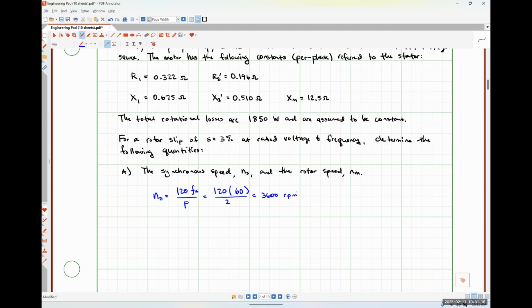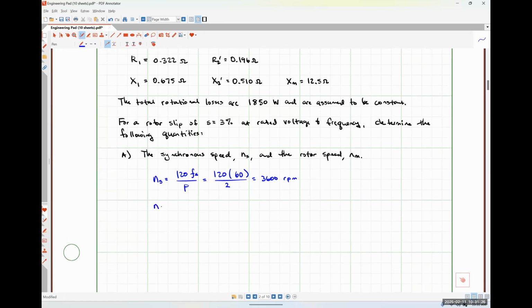So knowing our synchronous speed, how do we then get our rotor speed? Nm is simply Ns times 1 minus S. So that would be 3,600 RPM times 1 minus 0.03, and this comes out to be 3,492 RPM.